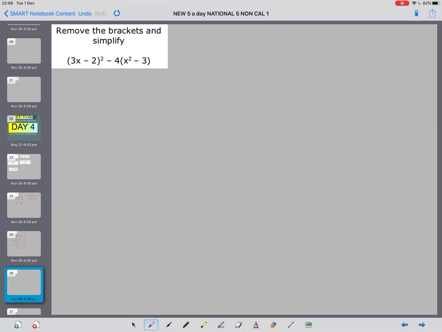Next one. Again, multiplying out these brackets. So you've got 3x, take away 2 all squared, take away 4, bracket x squared, take away 3. Okay, so you want to deal with this first bracket. So that really means 3x take away 2 multiplied by 3x take away 2. I'll leave that as it is just now.